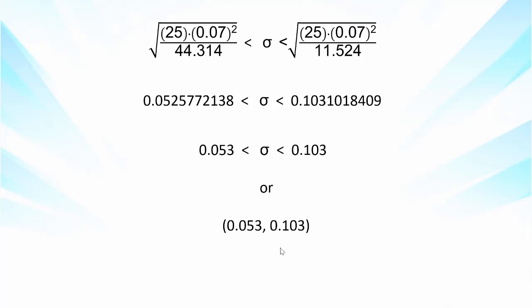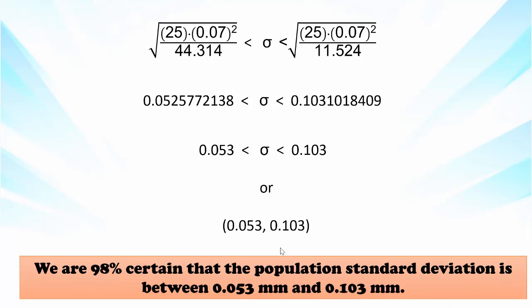So what does this confidence interval mean? It means that we are 98% certain that the population standard deviation is between 0.053 millimeters and 0.103 millimeters. Okay. Now, is that good enough for the manufacturing process? I'm not sure, right? We would have to check with the manufacturer to see what their actual tolerance for difference would be. But that's what the answer is for this particular problem.